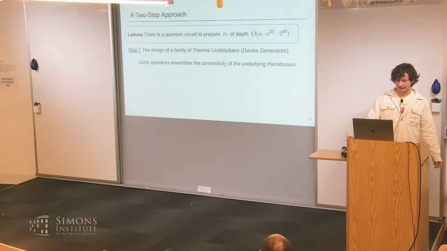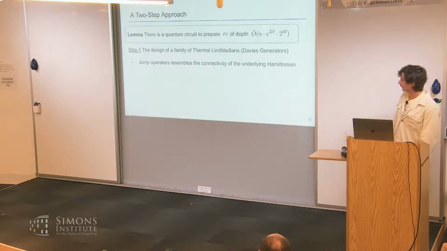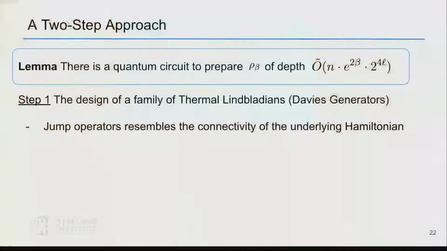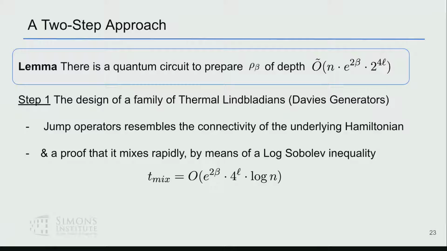With that said, our algorithm is based on a two-step approach. Step one will be on designing a family of Davies generators whose transitions or jump operators are carefully engineered to resemble the connectivity of the underlying circuit. And then we'll subsequently present a proof that it actually mixes rapidly by means of what's known as a log-Sobolev inequality. So in other words, this gives us a log n bound on the mixing time.